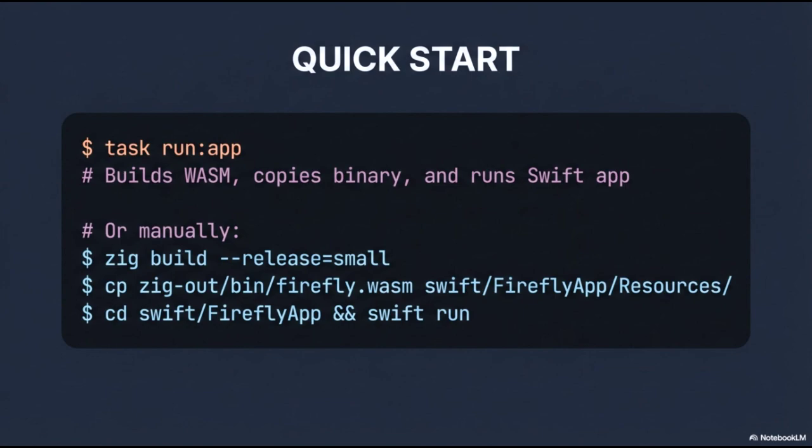To get started with the project, you can use the automated command task run app. This script streamlines the entire workflow by building the WebAssembly module, copying the resulting binary to the appropriate directory, and launching the Swift application. If you prefer to perform these steps manually, start by running zig build with the release equals small flag to compile the code. Next, copy the firefly.wasm binary from the Zig out folder into the Swift Applications Resources directory. Finally, navigate into the Firefly app directory and execute Swift run to start the application.